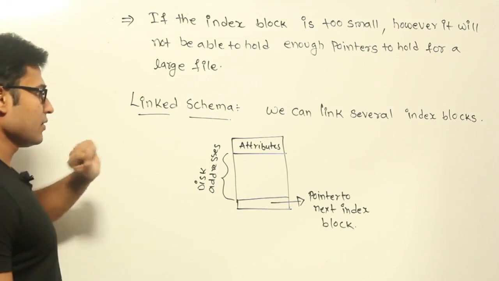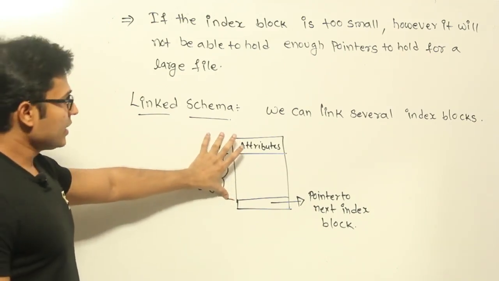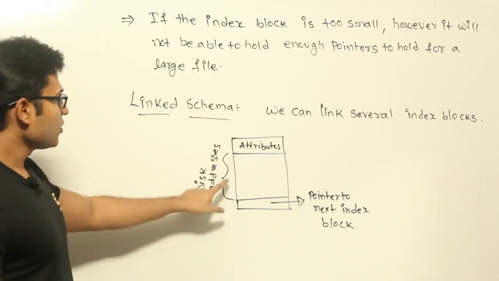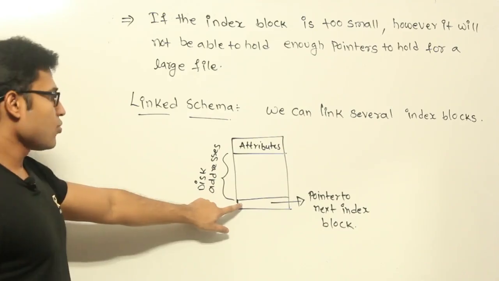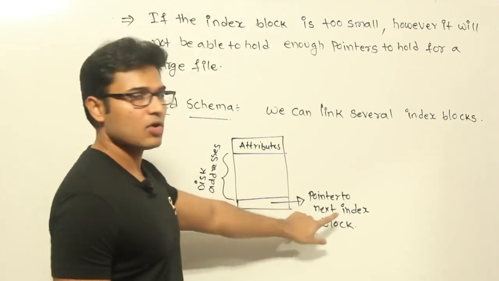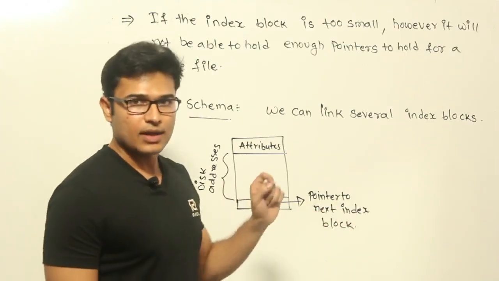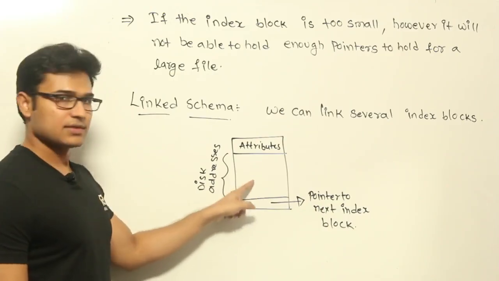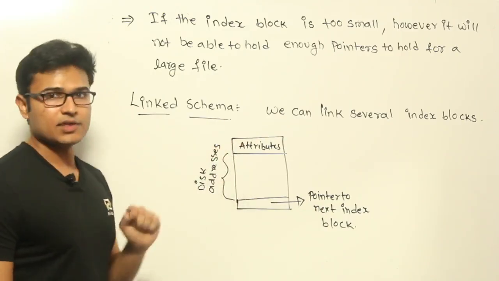In this linked scheme, we are going to have one index block. Let us assume that this is the first index block. It is going to contain some disk addresses, and at the end we are going to have a pointer. This pointer points to the next index block, which will contain some more pointers. Also remember that in the index block, along with the disk addresses, which means the block addresses, it is going to have some attributes.